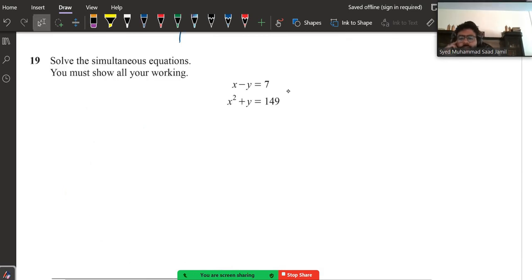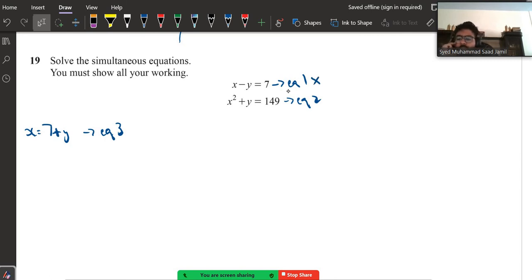y is equal to 7 and x square plus y is equal to 149. Consider this as equation 1 and consider this as equation 2. Now we will use equation 1 to make equation 3. So this is going to be x is equal to 7 minus y. So this is your equation 7 plus y because we shifted y. So this is your equation 3. Now since we have made equation 3 from equation 1, we won't be using equation 1.